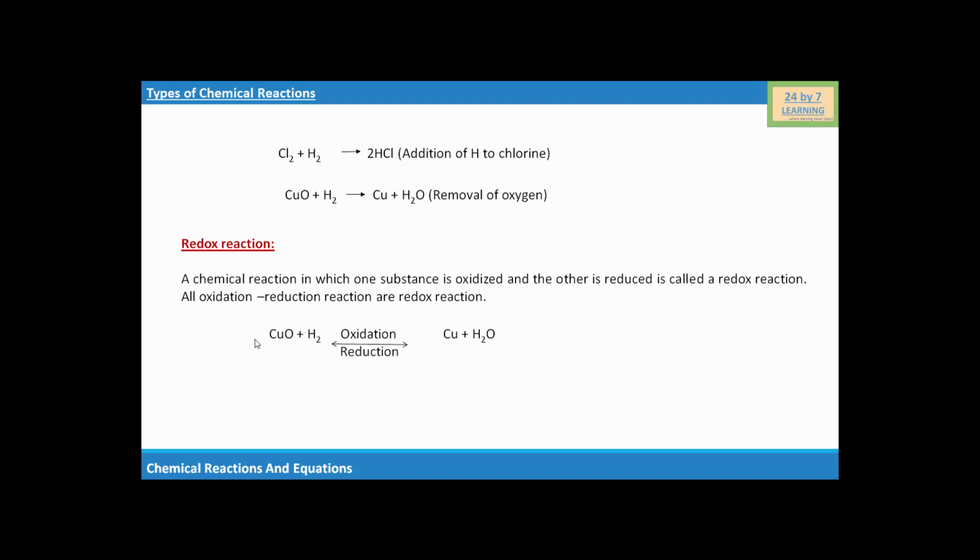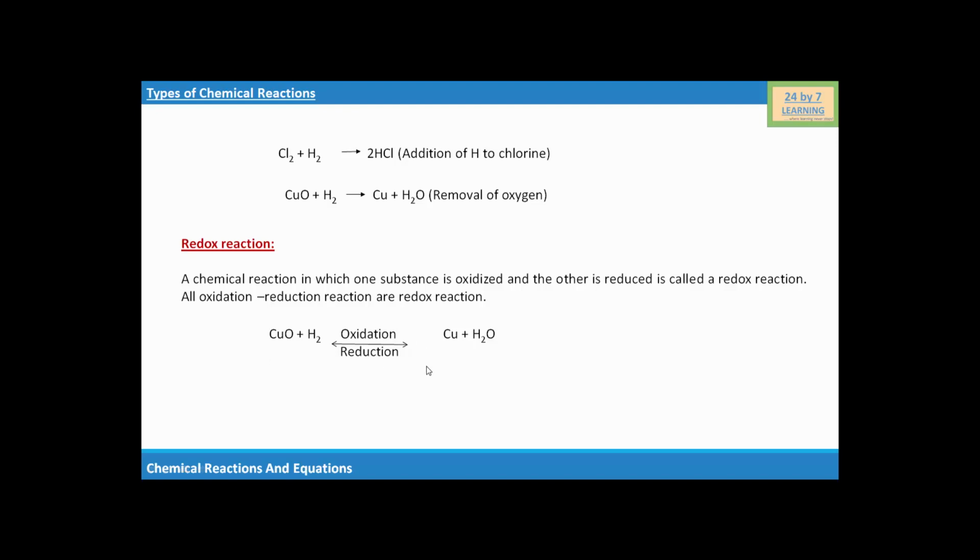You can see when CuO, that is cuprous oxide, reacts with hydrogen, the reaction will yield copper and water. In this reaction, both oxidation and reduction are taking place as it is a reversible reaction. This is the sign of a reversible reaction. So you can understand that as there is the addition of hydrogen, this reaction becomes an example of a reduction reaction.